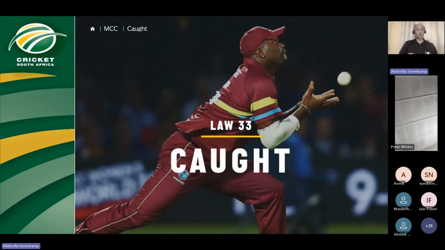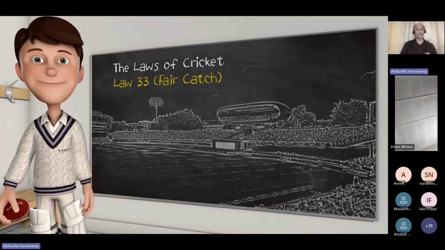Law 33, almost done. A few more dismissal laws, then I'm done. Then I'm going to hand back to Tom. Let's look at the animation video that takes us through how the fair catch works.